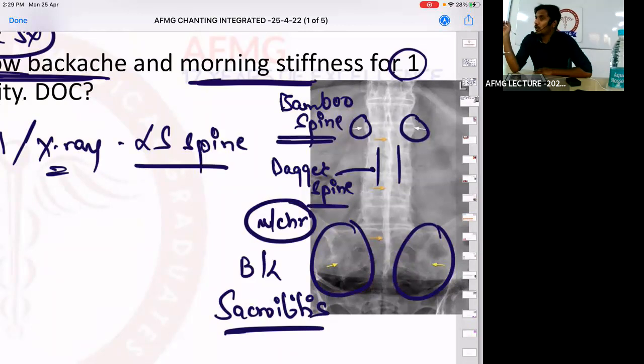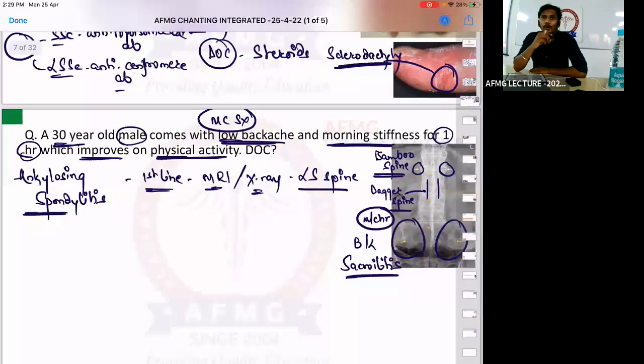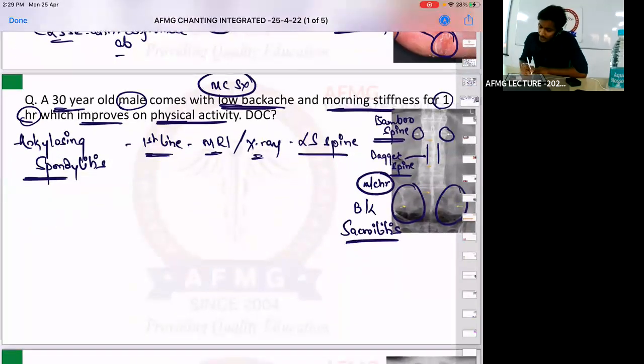Dagger spine. Sometimes they also call it the trolley track sign or the tram track sign. All the ligaments are calcified, therefore it also appears like the tram track or trolley track sign. No issues with this. This is important for ortho; this question comes from ortho. What is the investigation of choice?